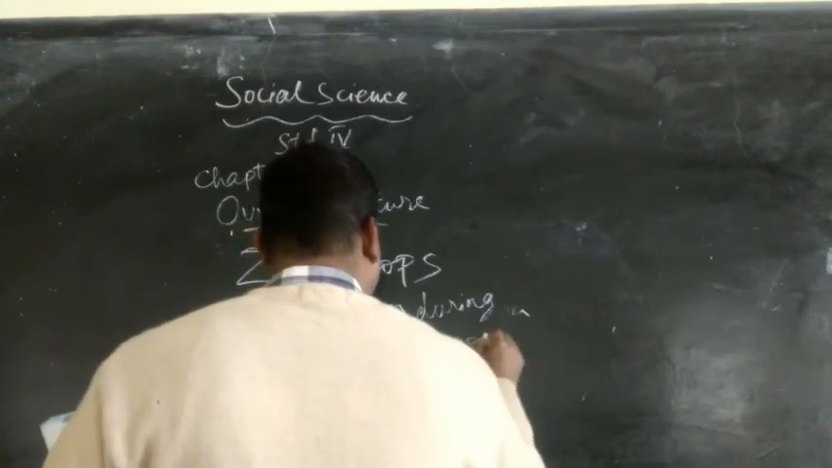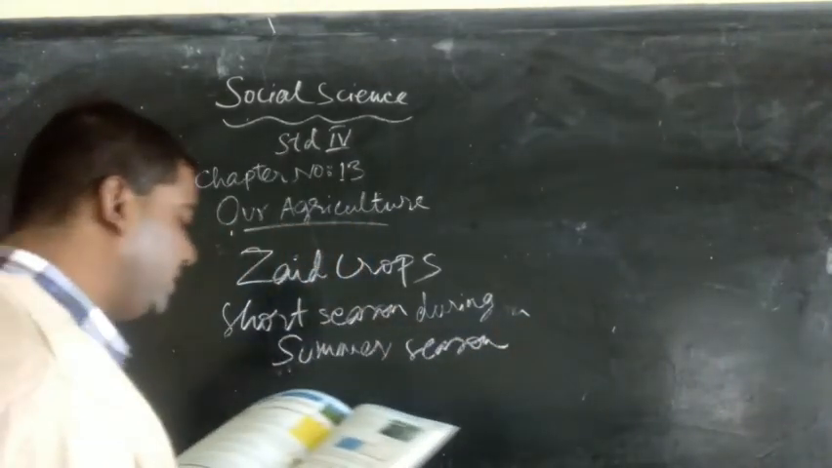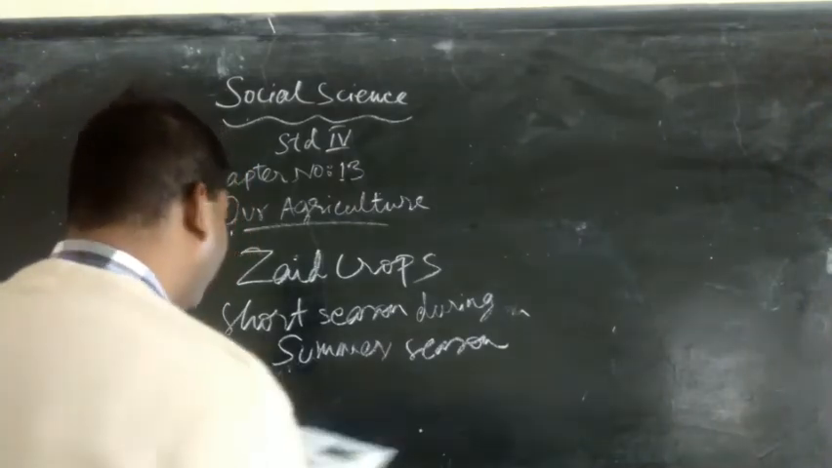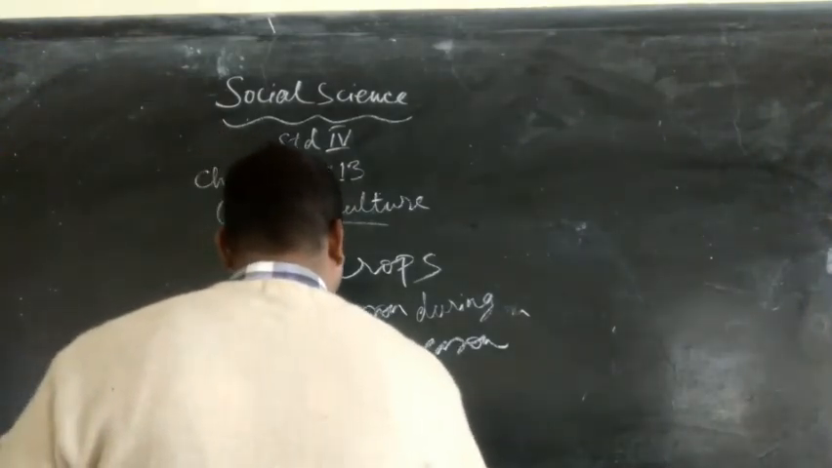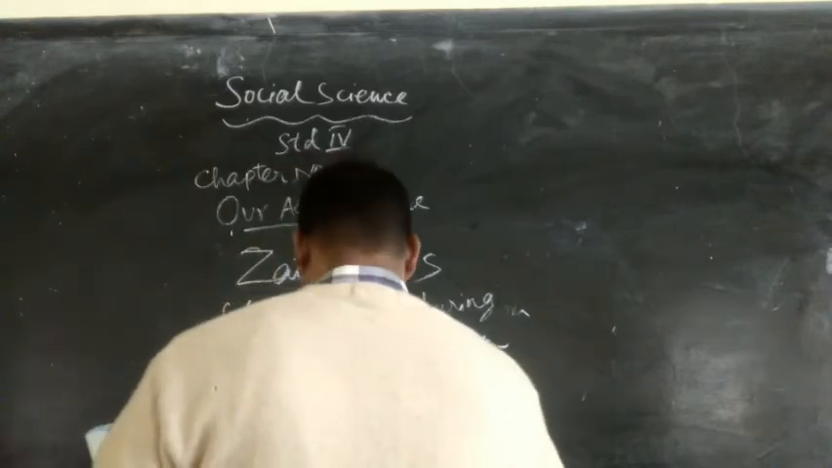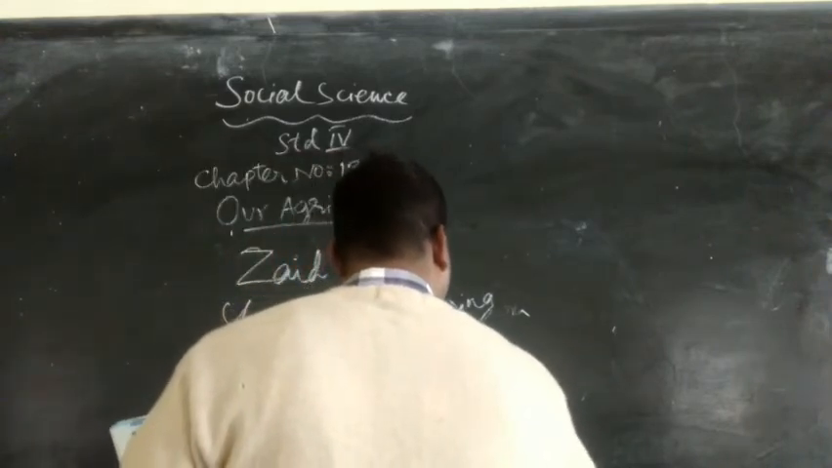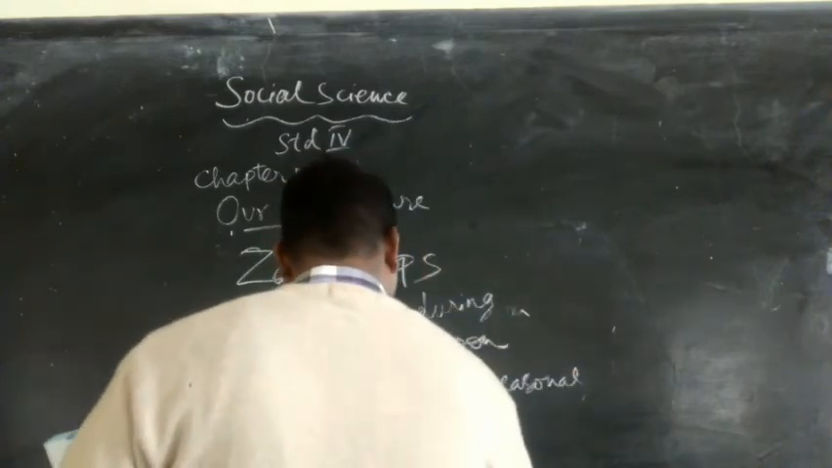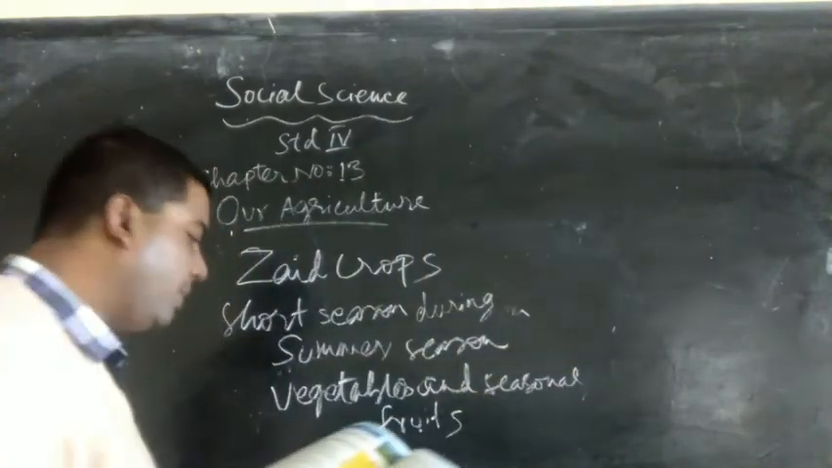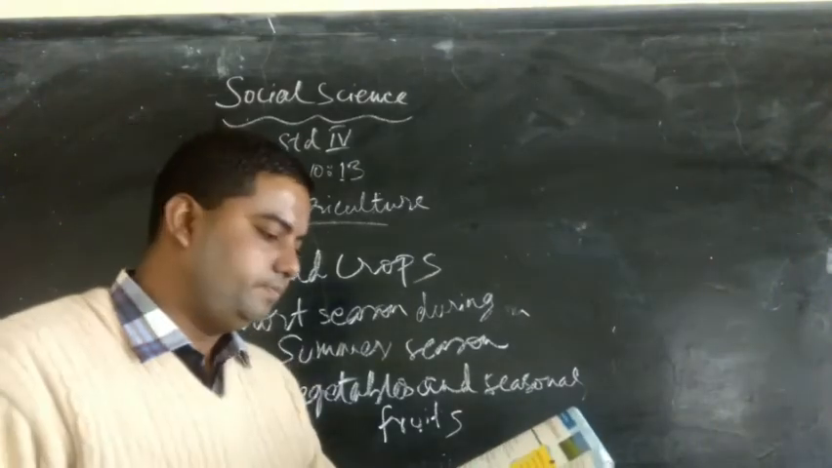And what are the fruits or vegetables? Crops such as vegetables and seasonal fruits are grown. So vegetables and seasonal fruits are grown. So this was all about the cropping season.